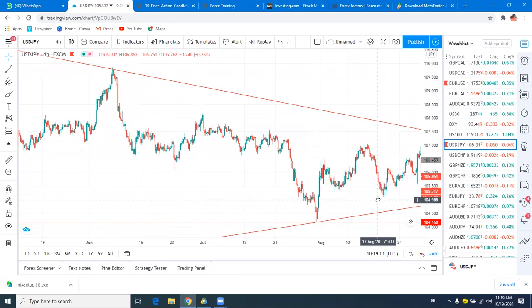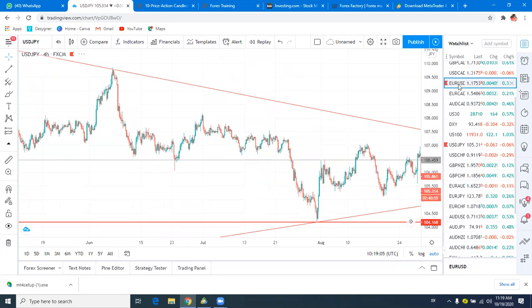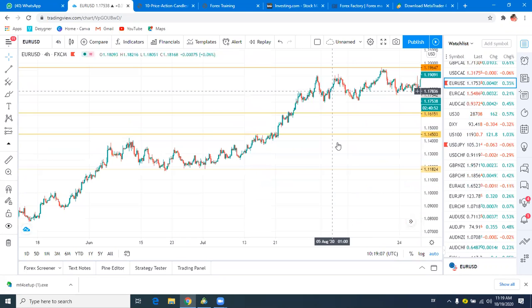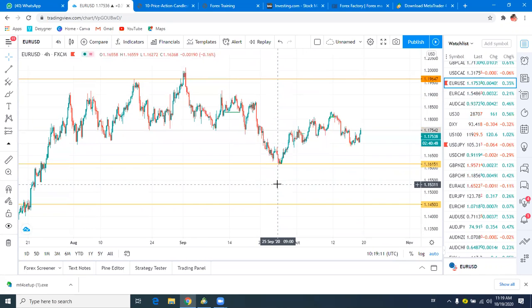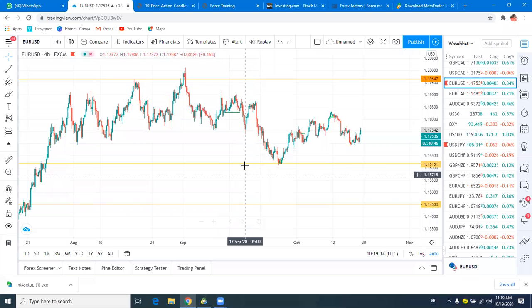Okay, there's no clear break and retest here, even though everything is break and retest. Let me go to Euro USD. Okay. On Euro USD, these are my daily support and resistance. Let's go to daily.